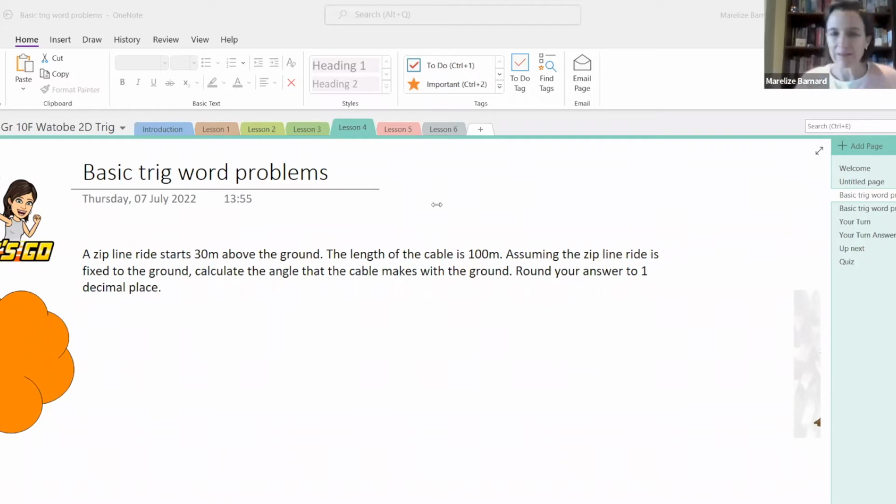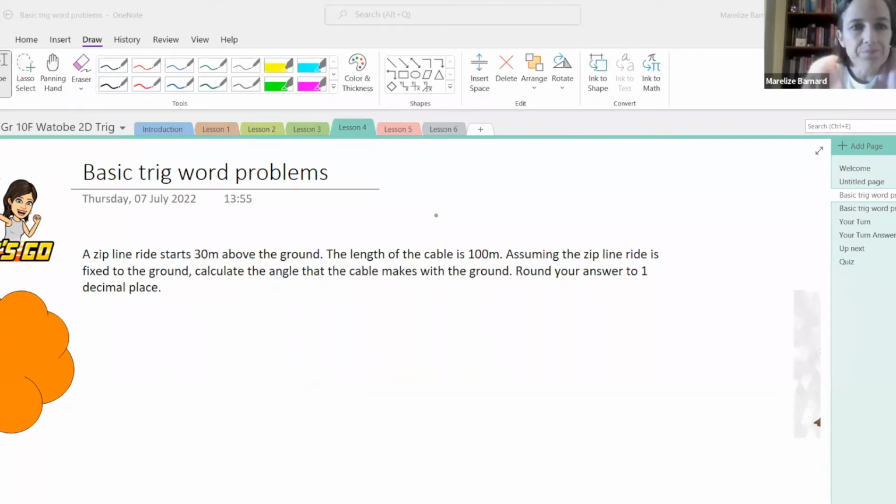Okay, looks like most of you read the problem. So now what happens if you don't understand? Then you read it again, and then you start highlighting for yourself some important parts. So let's see. A zip line ride starts 30 meters above the ground. The length of the cable is 100 meters. Assuming the zipline ride is fixed to the ground, calculate the angle that the cable makes with the ground.